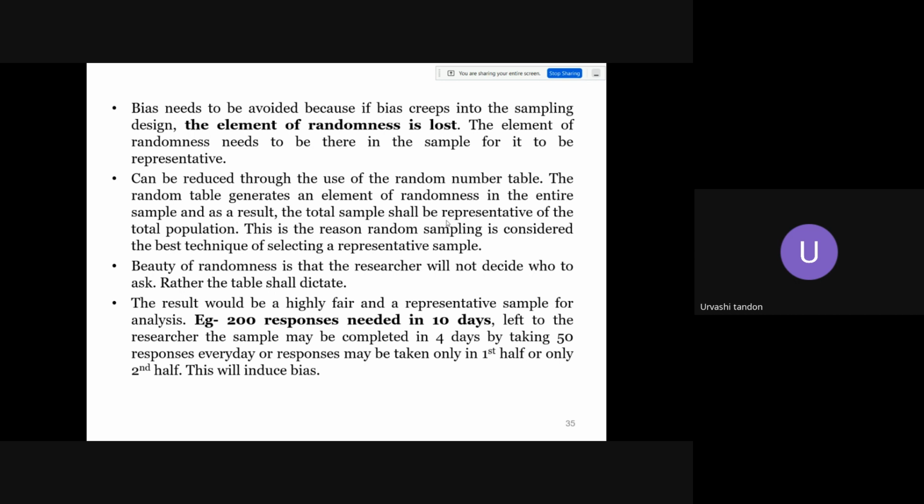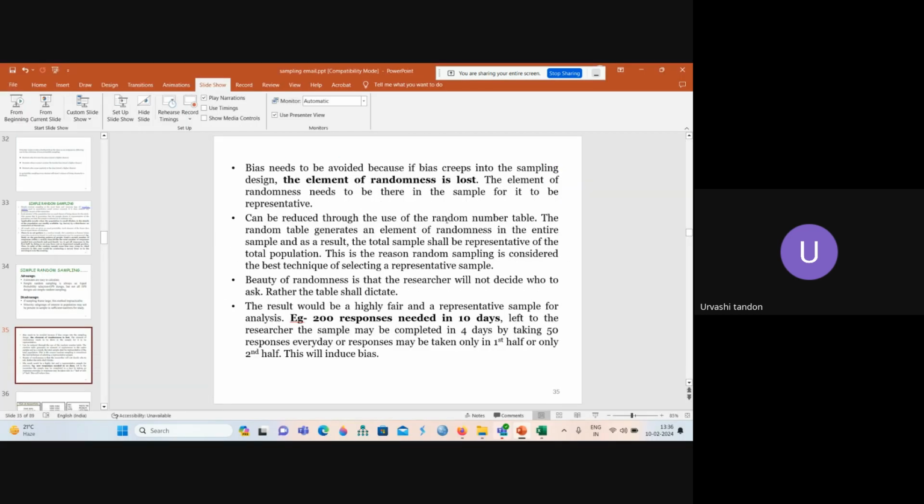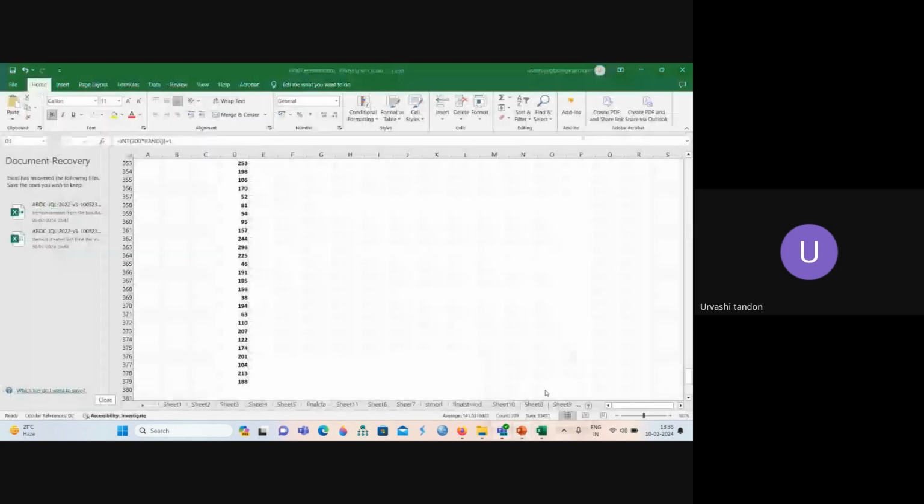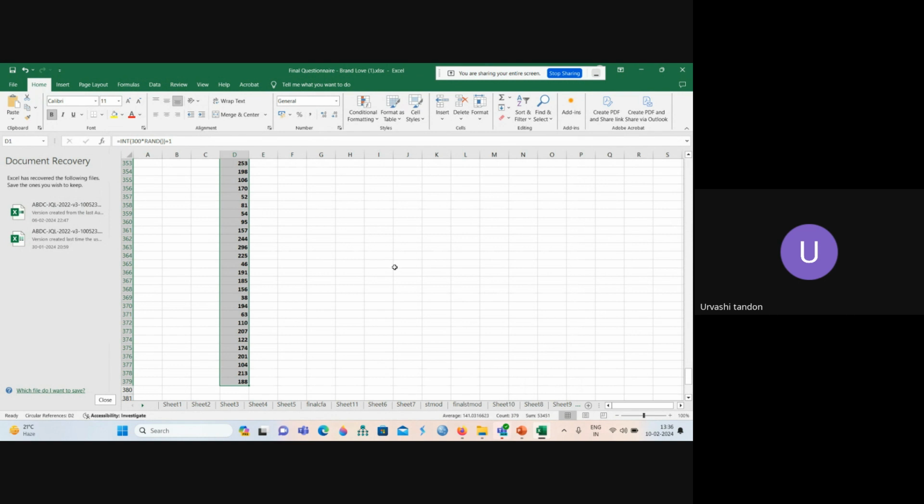So how do we generate the random numbers? What is important is that this bias can be reduced with the use of a random number table. I'll give you an example of a random number table. See your Excel sheet. This Excel sheet can create a random number table. This is the formula for this.